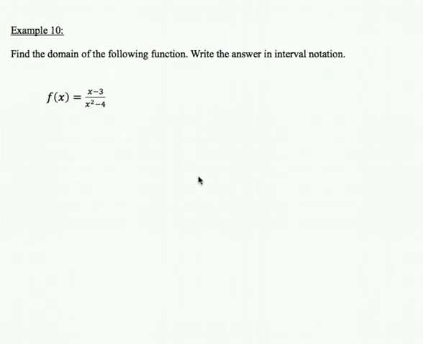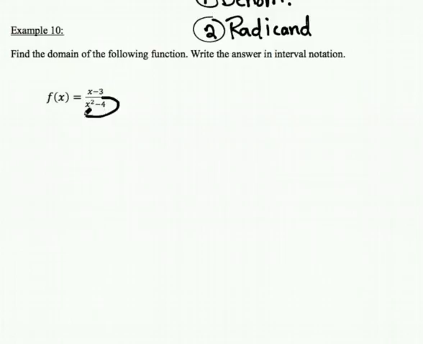Example 10. Find the domain of the following function and write the answer in interval notation. Okay, continuing on. Remember, we're looking at 1, the denominator, and 2, the radicand. First question is, do we have a denominator? Absolutely. My denominator is x squared minus 4. And I know that the denominator cannot equal 0. Okay, so let's work with this first. How do I solve this?